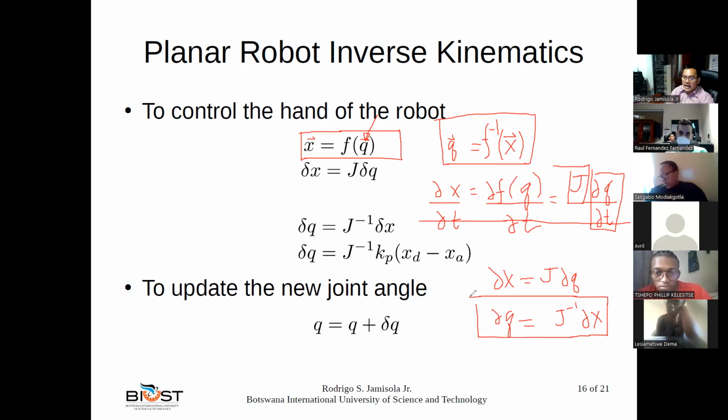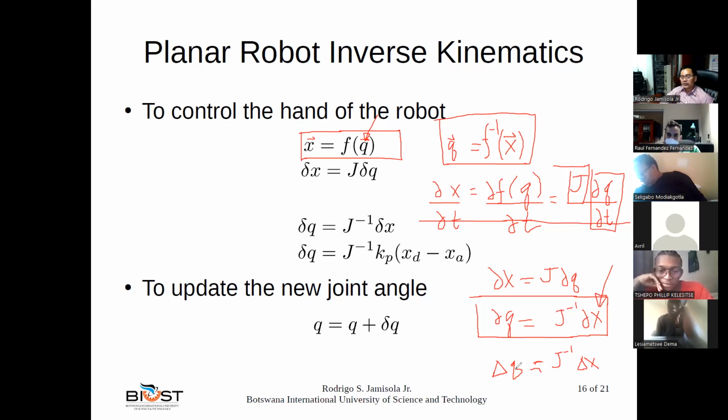Because in that sense, we have the input of the x and then we output the value q. But the problem here is it is not an absolute movement. It is an incremental movement. It is a partial of x, or in the sense we can say this is equivalent to Jacobian inverse times delta x. The change in x will result into a change in the joint angle q. Again, it is an incremental movement.